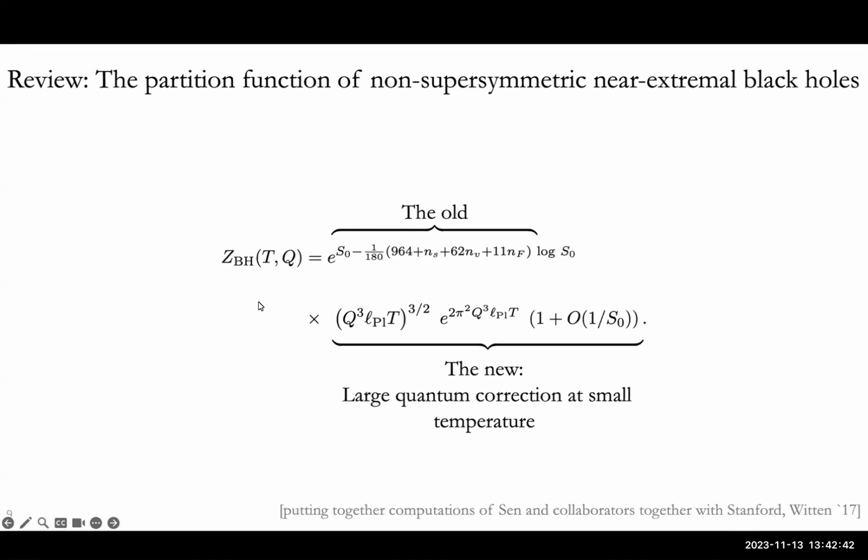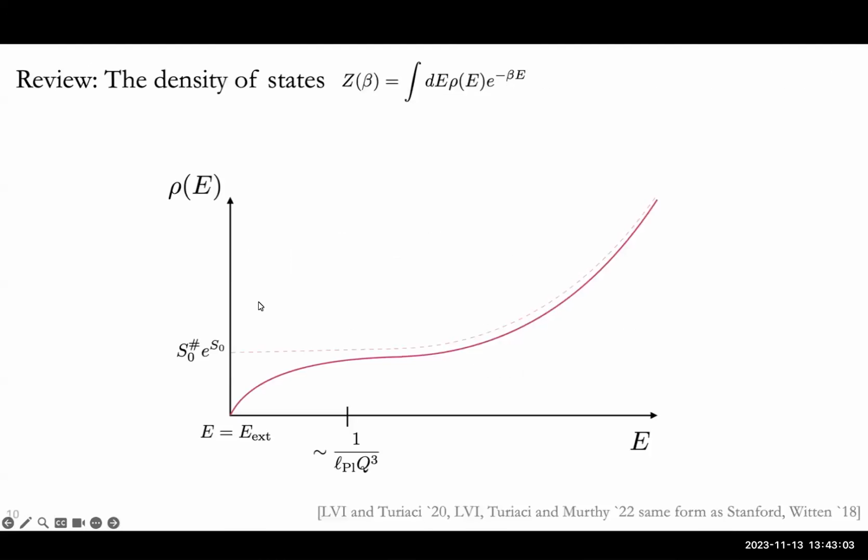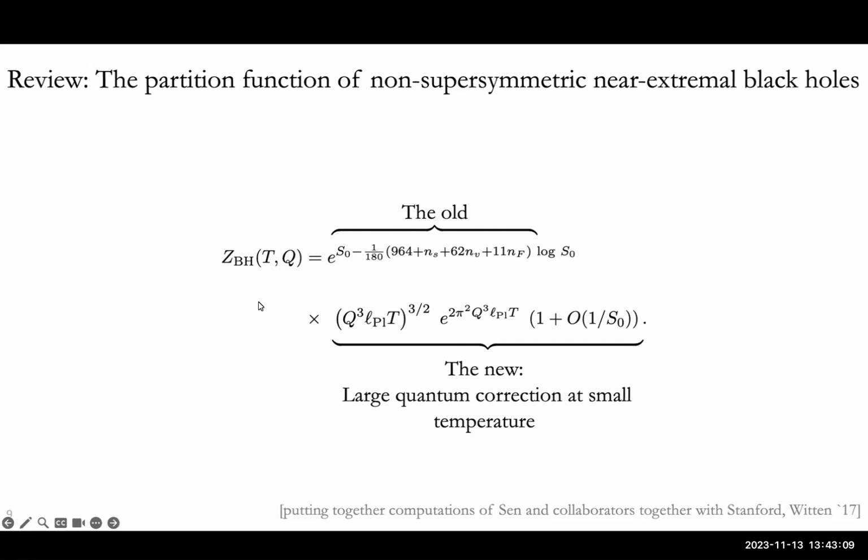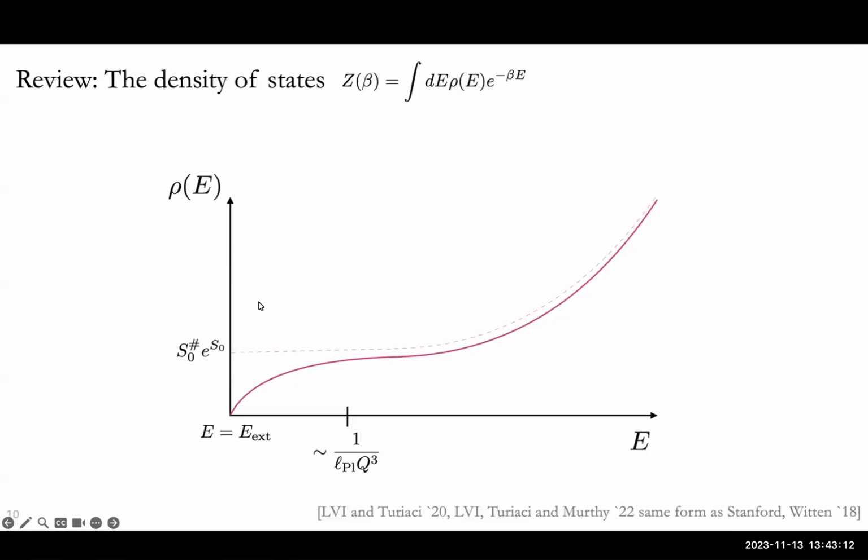That's because at low temperature, these modes have a very, very light mass. So they actually become very strongly coupled, and their quantum fluctuations can be very large. To see how big of an effect this one loop term has, let's look at the density of states coming from this result. We can take the partition function that I just showed you and Laplace transform it to get the density of states.